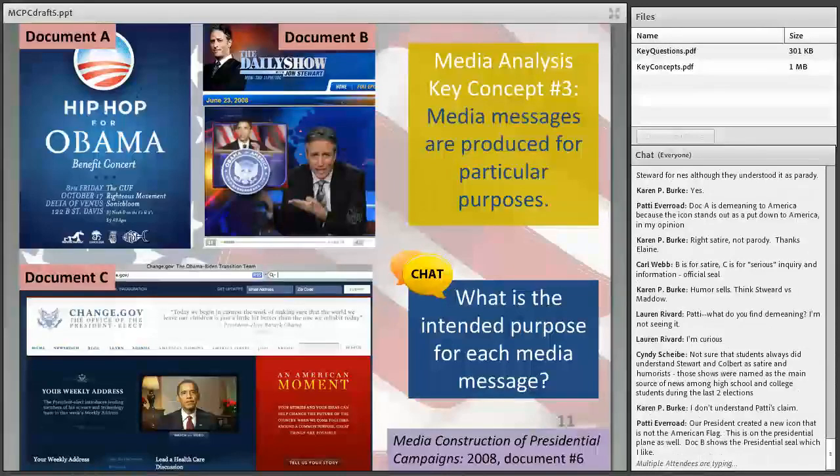Cindy's making a point, of course, about whether or not students recognize Stewart and Colbert as satire and humorists. And so it's especially important to talk about satire, humor, parody, irony. What do these mean? An opportunity to really go deeper. And one of the sets of media documents that we'll be looking at will really allow us to do that.